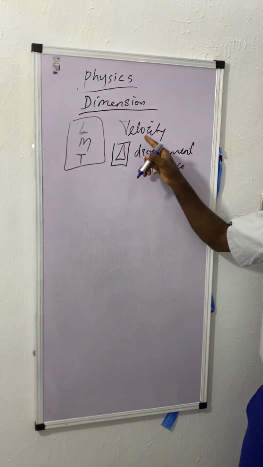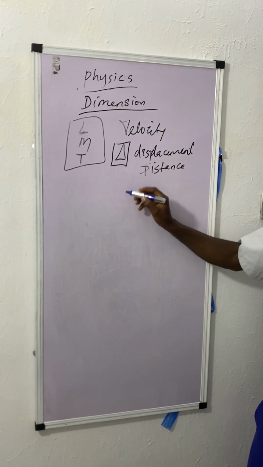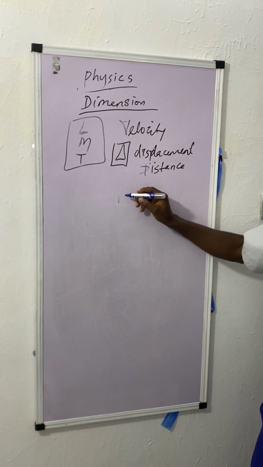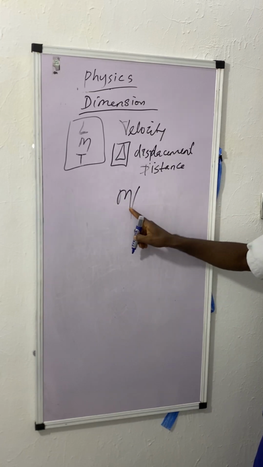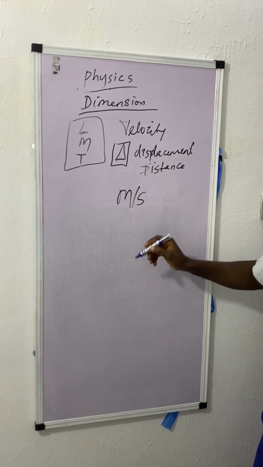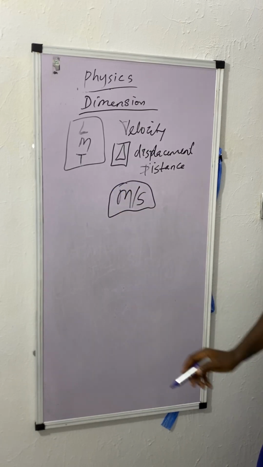So the SI unit of velocity is meter per second. Remember, displacement is length, and length is measured in meters. Remember, time is involved. What is the SI unit of time? The unit of time is seconds. So this is the SI unit of velocity.